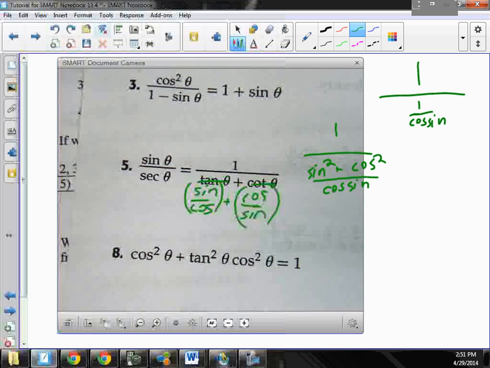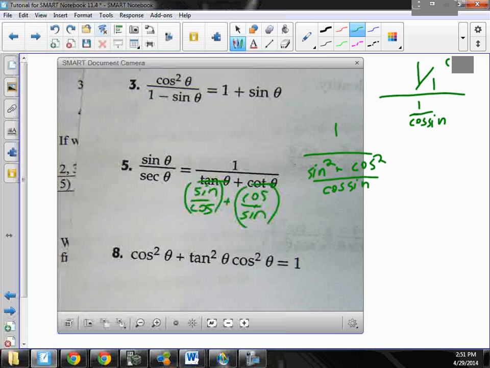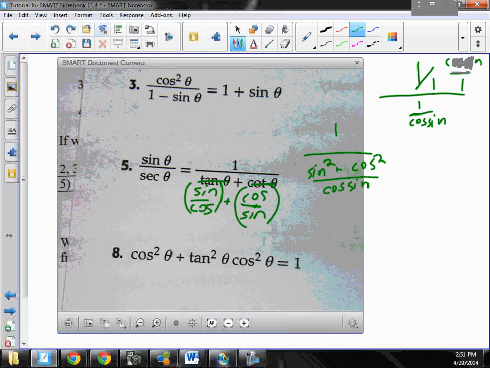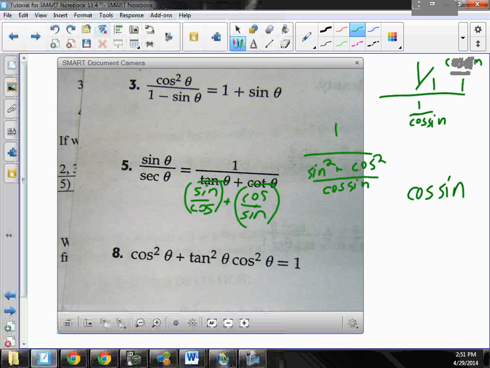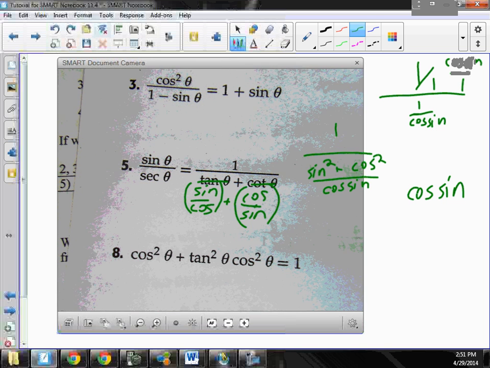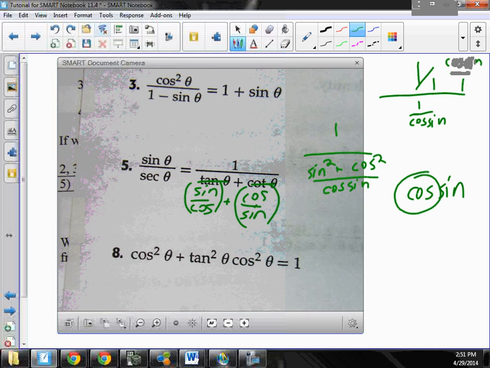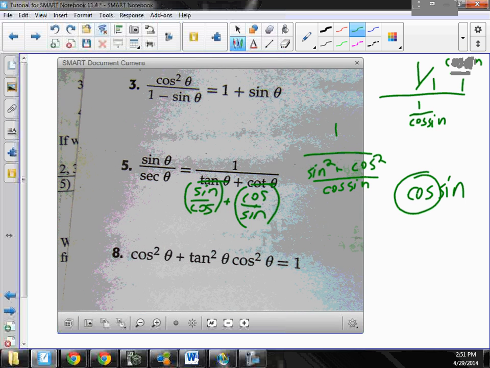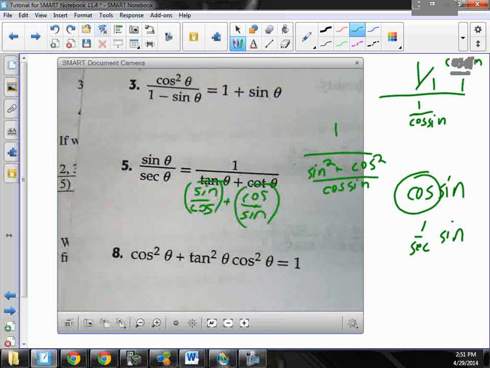So 1 divided by 1 over cosine sine. Well, now I'm dividing two fractions. So now I can invert and multiply. So cosine sine over 1. So I now have cosine times sine. But I want sine over secant. So is there another way to write the cosine? 1 over secant. So it's 1 over secant times sine, which is the answer I was looking for.